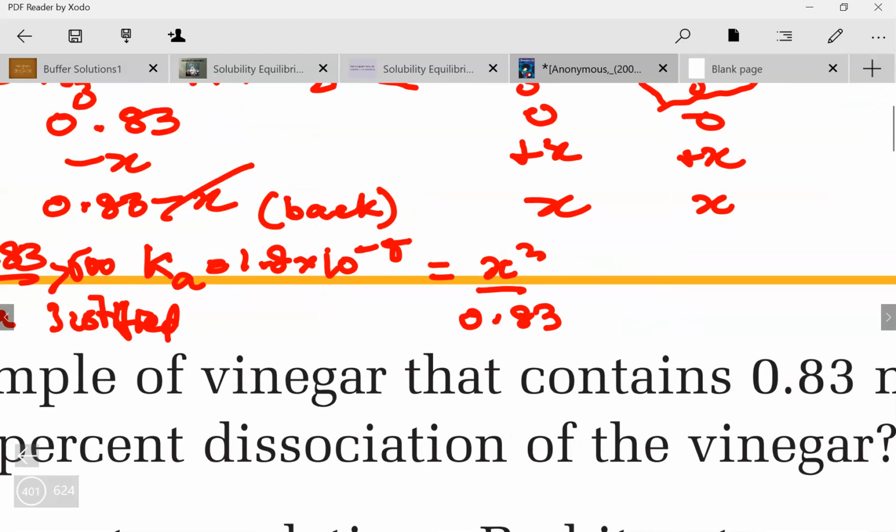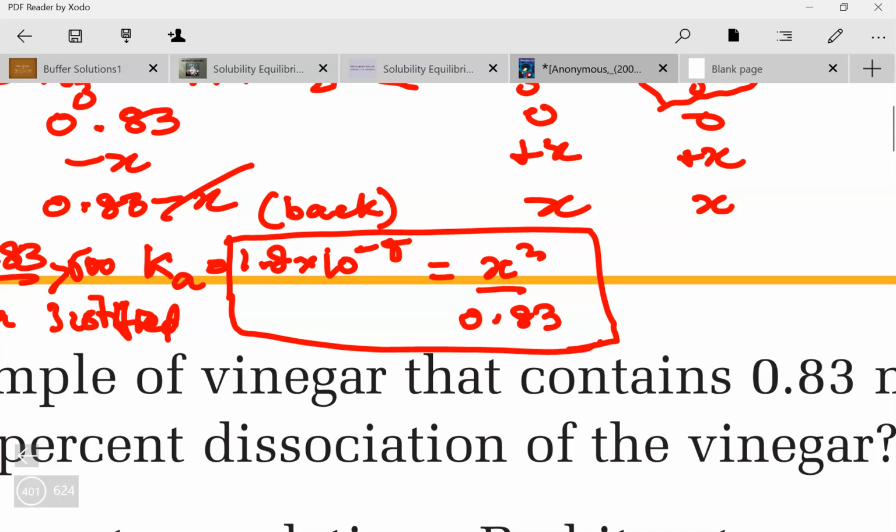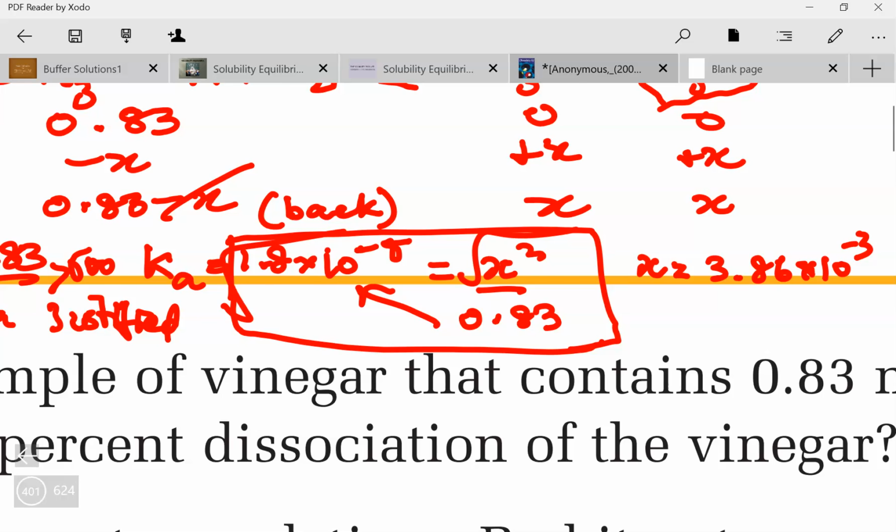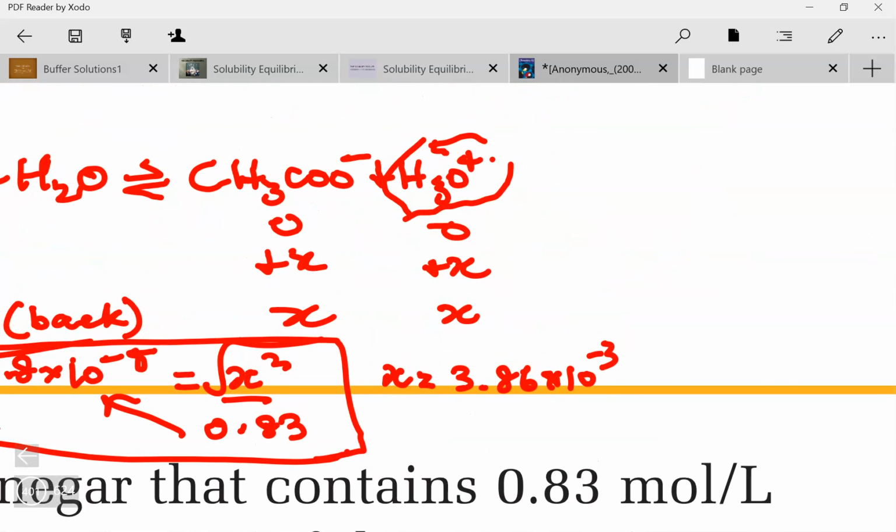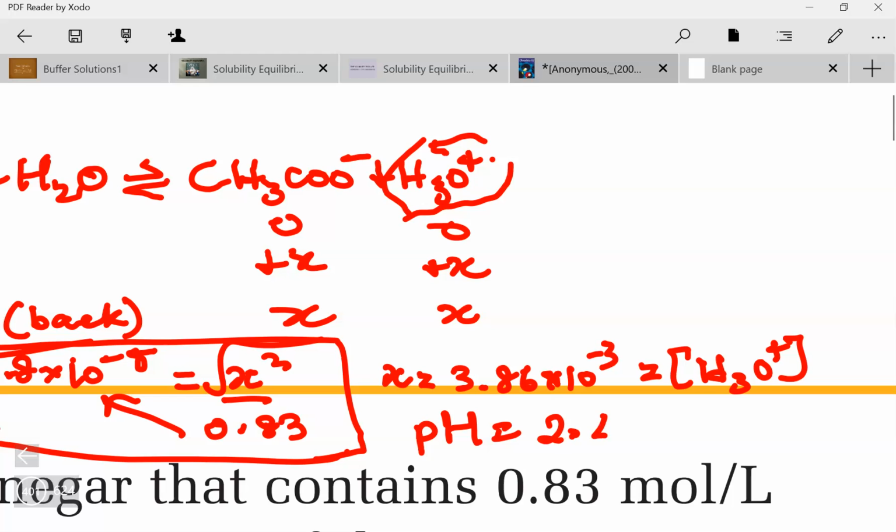So my Ka, 1.8 times 10 to the power negative 5, is x squared divided by 0.83. So I'm going to do 1.8 times 10 to the power negative 5 times 0.83, take the square root of that, and get x equals 3.86 times 10 to the power negative 3. Multiply, take the square root of both sides. So this again is my H3O plus. The pH is negative log of H3O plus, so negative log of that is 2.41.